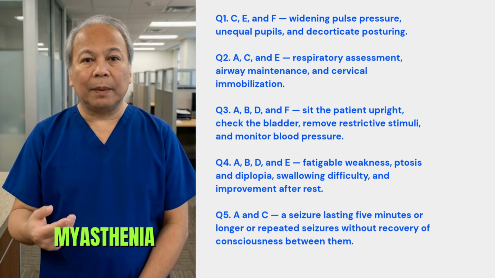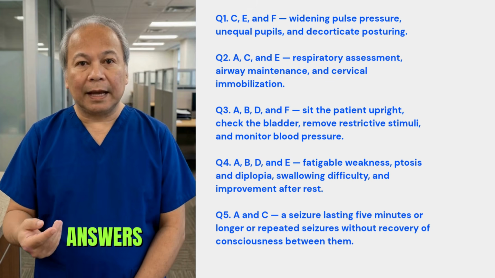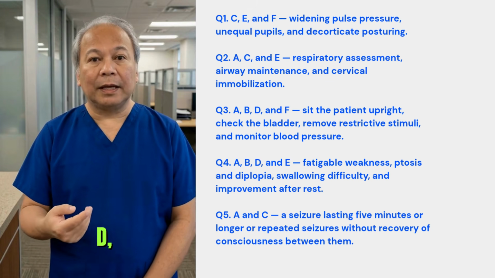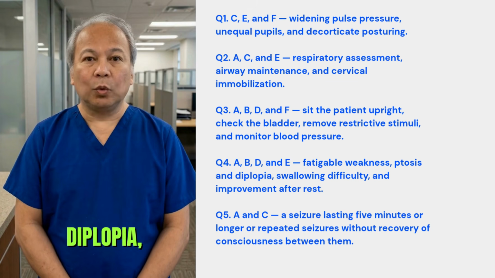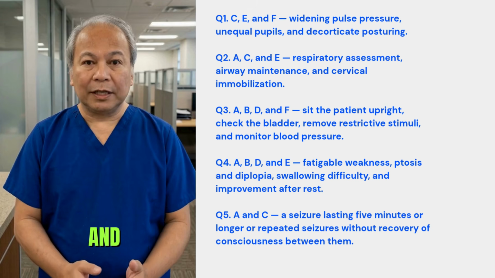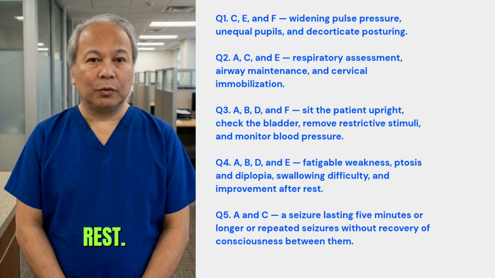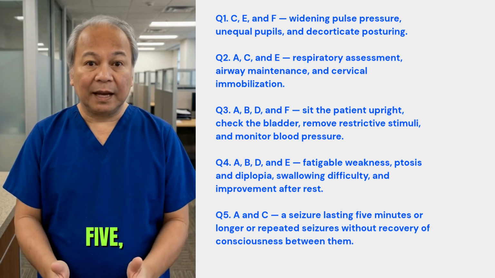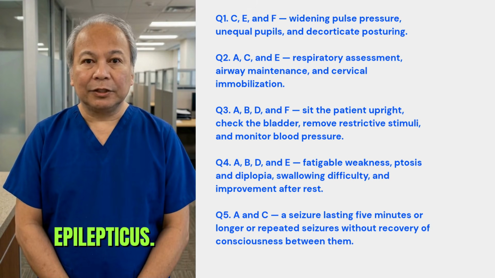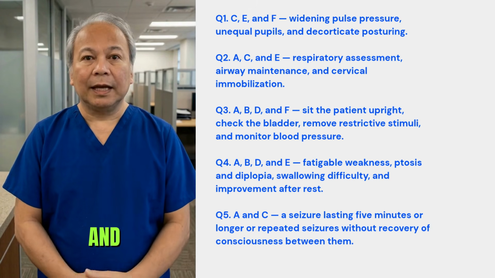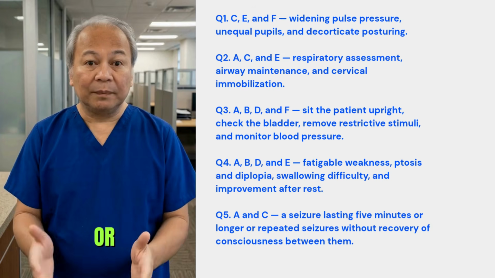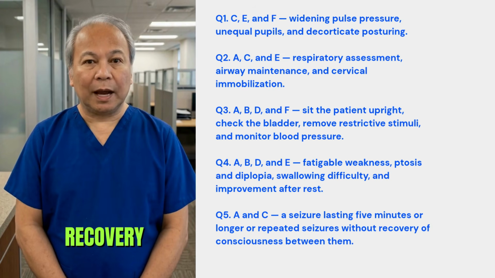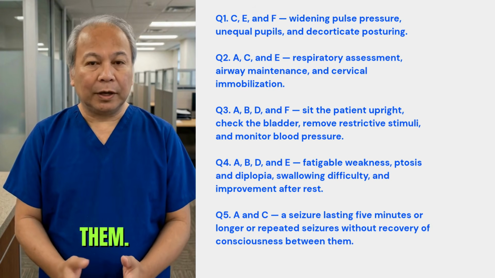Question 4. Myasthenia gravis. The answers were A, B, D, and E: fatigable weakness, ptosis and diplopia, swallowing difficulty, and improvement after rest. And question 5, status epilepticus. The answers were A and C. A seizure lasting 5 minutes or longer, or repeated seizures without recovery of consciousness between them.